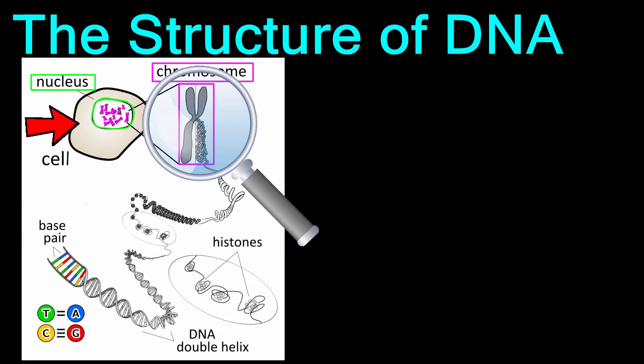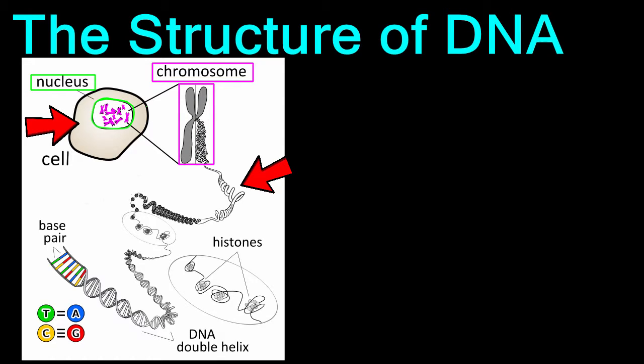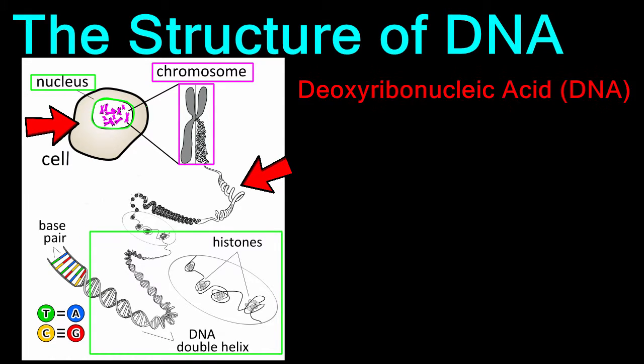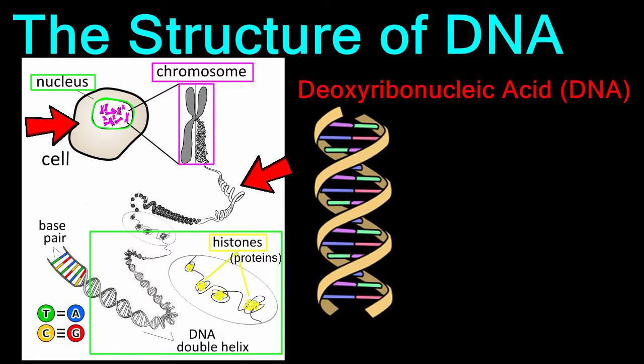Let's take a closer look at the structure of chromosomes and the molecules that compose them. If you unravel a chromosome, what you find is that it's made up of a long strand of deoxyribonucleic acid, or DNA, that gets coiled around proteins called histones. The DNA strand by itself looks like a twisted-up ladder. This spiraled ladder shape is called a double helix.